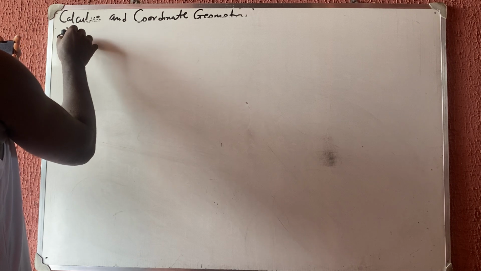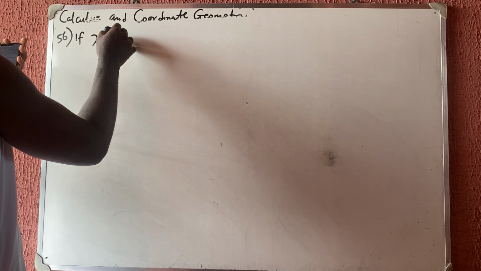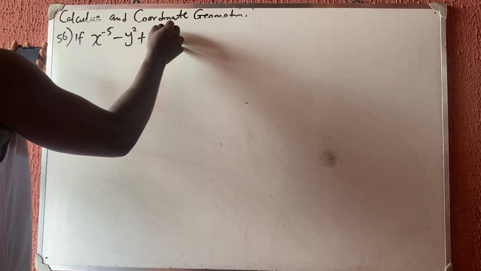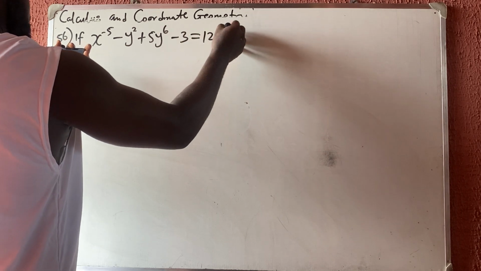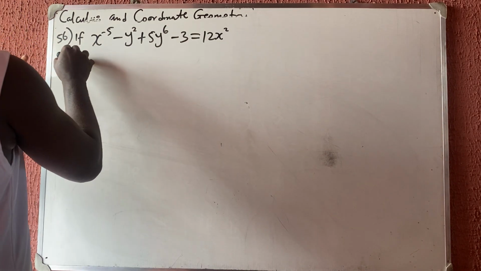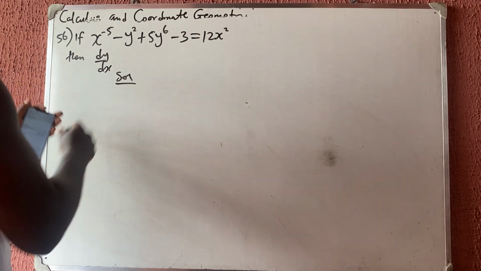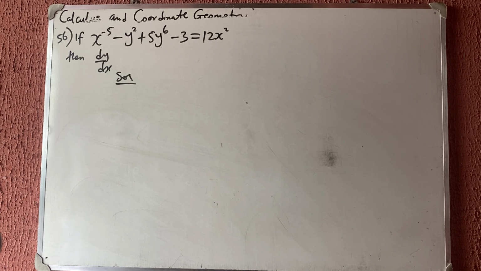Question number 56 says: if x^(-5) - y^2 + 5y^6 - 3 = 12x^2, then we should find dy/dx. Now, is it implicit differentiation? Yes, I think it's implicit differentiation. In this type of differentiation, anywhere you differentiate y, just attach the dy/dx to it.